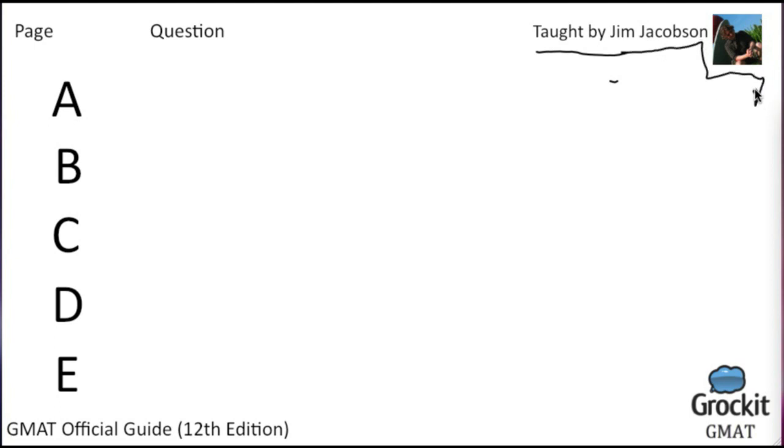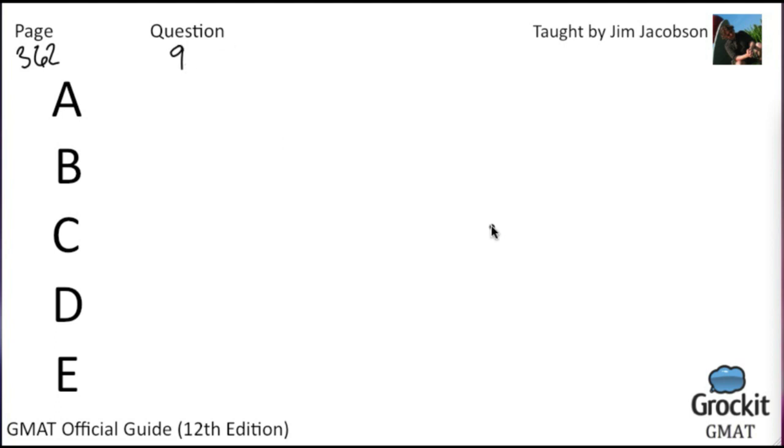If you're looking in the upper right-hand side of the screen, you're on Grockit.com, and we are doing the 12th edition of the Guide to the GMAT, done by the makers of the test, the Graduate Management Admission Council, and we're going through all of the problems in that book, one by one, step by step. And last time, we started the reading comprehension section, so we are now on a brand new passage, on page 362, and we are on question number 9.